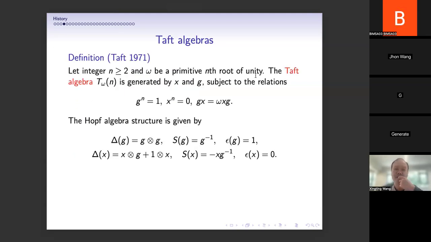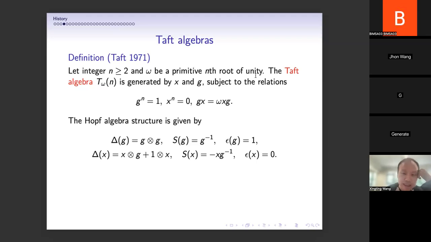So what is a Taft algebra? Let me quickly review in case you don't know that. Let's take an integer n, and omega a primitive nth root of unity. The Taft algebra, defined by Earl Taft, who is the advisor of my collaborator Richard, is an algebra which has two generators, x and g. g plays like a group-like element, so g to the power n is 1. x is like a skew primitive element, so x to the power n is 0, and the two generators commute up to a scalar omega when you swap their positions. That's the algebra structure.